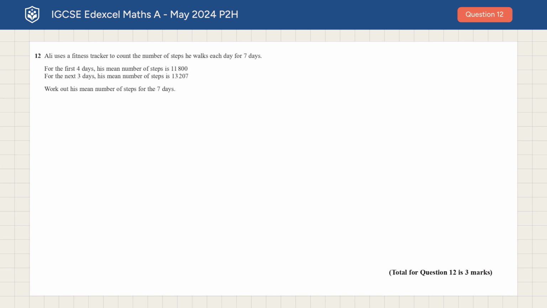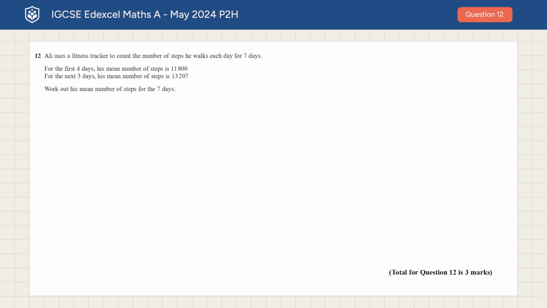Now, for question 12. Ali uses a fitness tracker to count his steps over 7 days. For the first 4 days, his mean number of steps is 11,800. For the next 3 days, his mean is 13,207. We need to find his mean number of steps for the full 7 days.